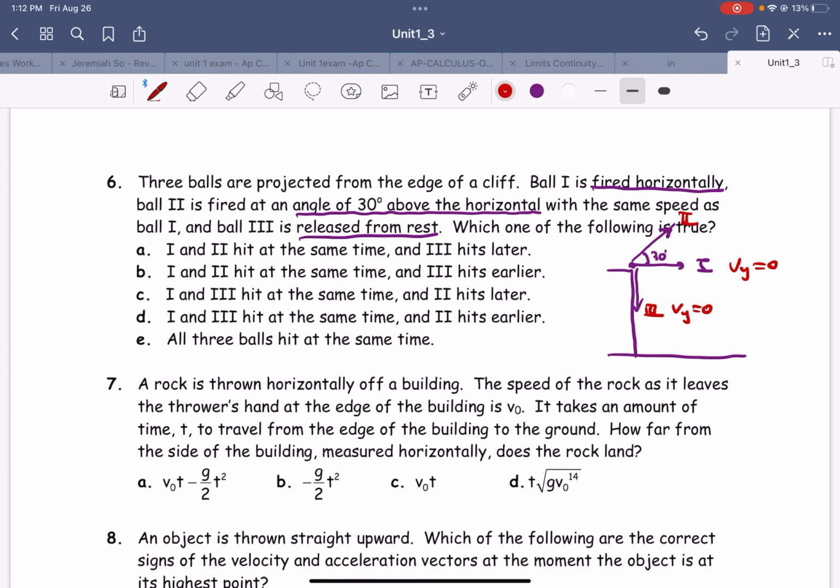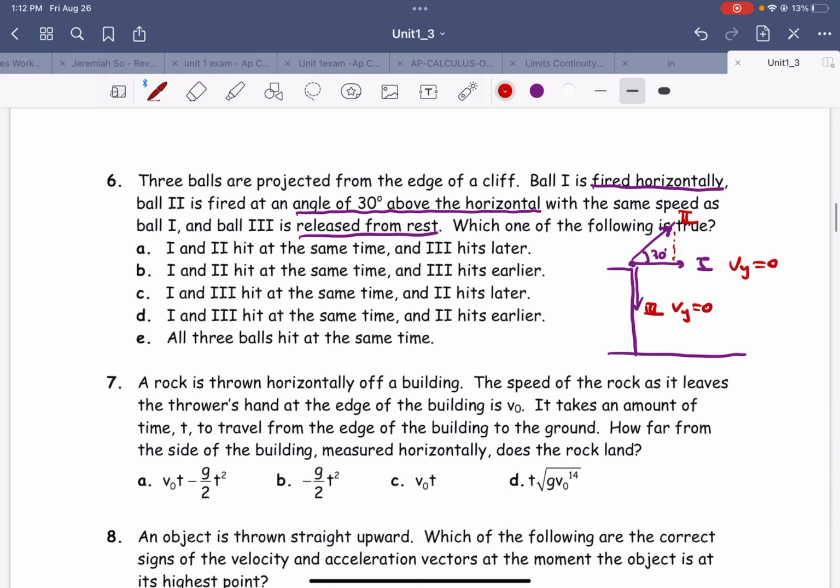The second one has an angle of 30 degrees. So whatever that portion is here, that is basically your Vy initially. I'm just going to say V initial, but that one is V initial times sine theta, sine 30 degrees. Okay, so you have Vy here. For the second ball, you have some velocity upward, like that.